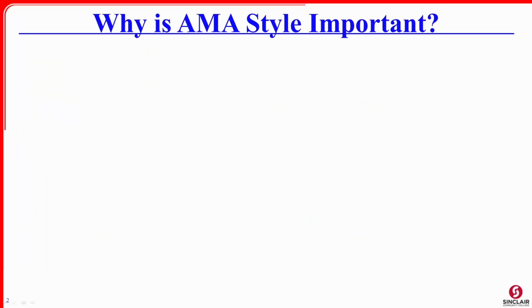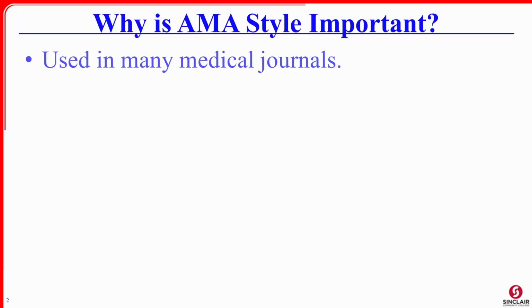So why is AMA style important? For one reason, it's used in scores of medical journals. It's the style used by journals associated with the American Physical Therapy Association. This includes Physical Therapy, which is the journal of the APTA, as well as the journals of the 15 special interest sections. Examples of sections are Orthopedic section, Education section, or the Pediatric section.